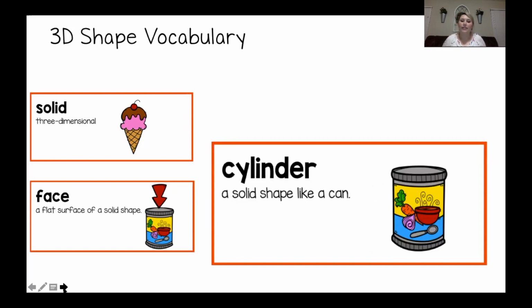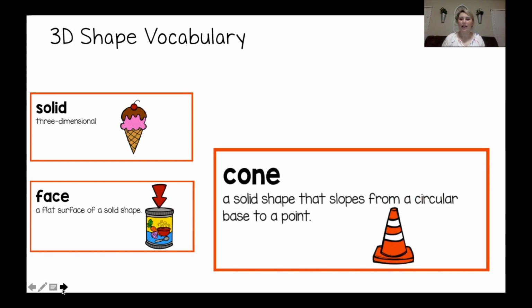And then we have a cylinder. A cylinder is a solid shape like a can. I've already showed you a can, and it has the rounded side, and then it has the two faces on the top and the bottom, or if you have it to the side, on these sides. We're also going to learn about a cone. A cone is a solid shape that slopes from a circular base to a point, like this traffic cone.